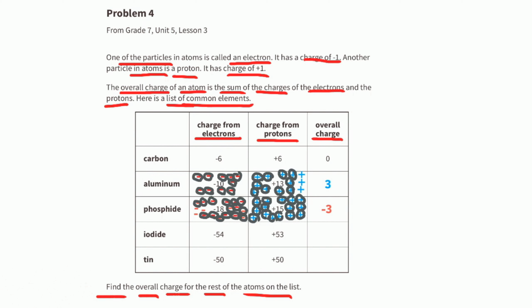Look at iodide. There's 54 negatives and 53 positives. So there's 1 more negative. So the overall charge for iodide is negative 1. Let's look at the last one, tin. There's 50 negatives and 50 positives. That's a 0 balance. So the overall charge is 0.